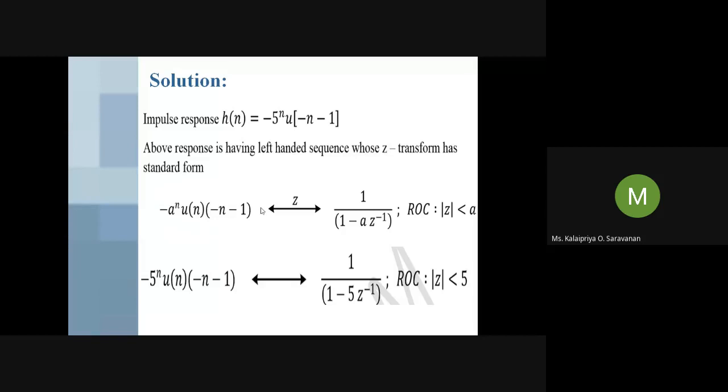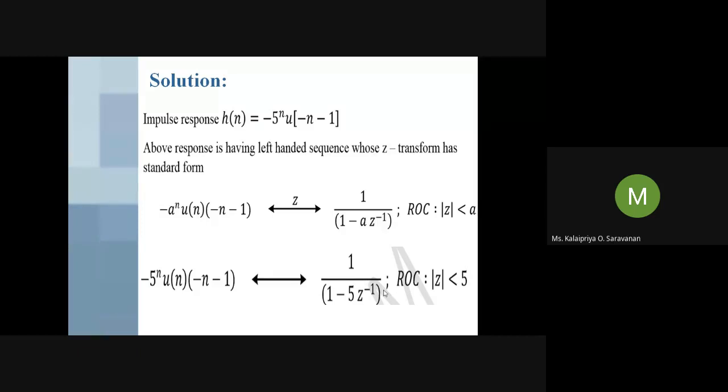So its z transform will be of the form 1 by 1 minus a z inverse. Simply you can call it as z by z minus a. Since it is a left-sided signal, the ROC, modulus of z, will be less than a. So simply apply this standard expression to the given impulse response in the question. Your a will be 5 in this case. So you will get it as 1 by 1 minus 5 z inverse, and your ROC will be written as modulus of z less than 5.